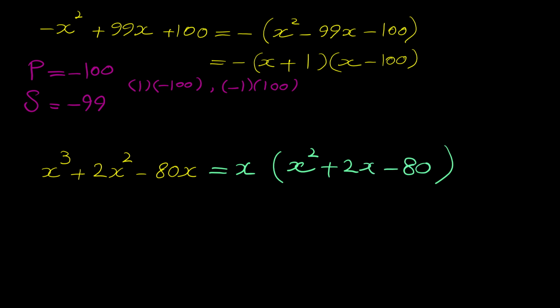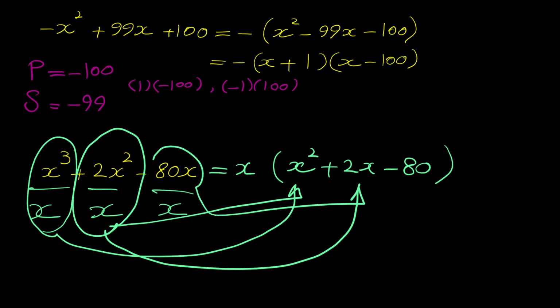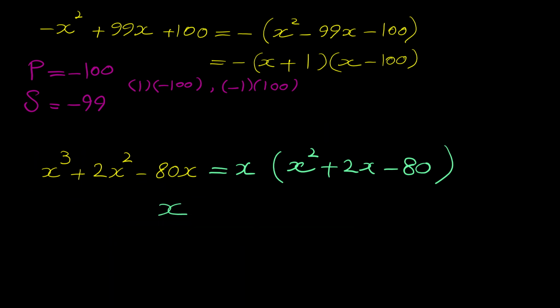When you factor a common factor, basically you are dividing every single term by that term. x to the 3 over x is x to the 2. 2x to the 2 divided by x is 2x. 80x divided by x, x with x cancels, and negative 80 basically remains. So we factor x, then we have a normal trinomial in the bracket, x to the 2 plus 2x minus 80.